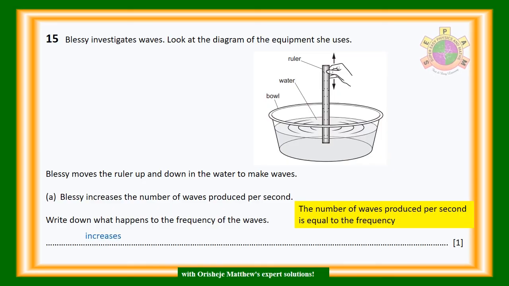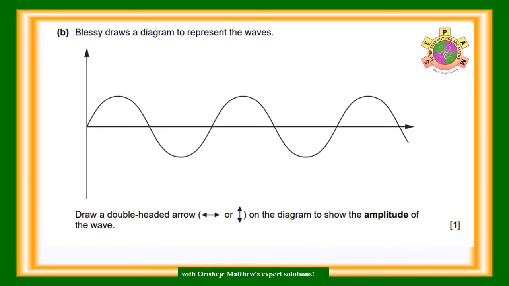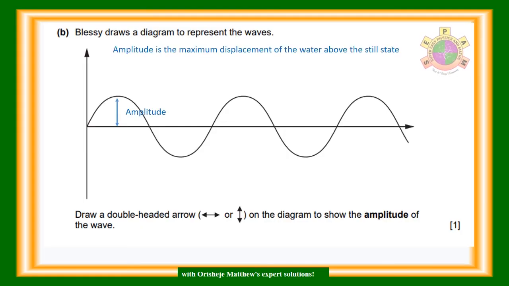Question 15b, Blessy draws a diagram to represent the waves. Draw a double-headed arrow on the diagram to show the amplitude of the wave. The amplitude of the wave is the maximum displacement from the equilibrium surface of the water before it was disturbed. The amplitude is the distance from the horizontal time axis to the crest or to the trough of the wave.